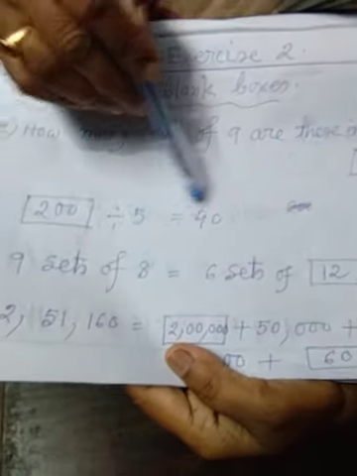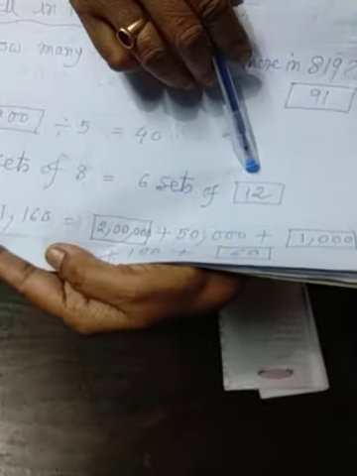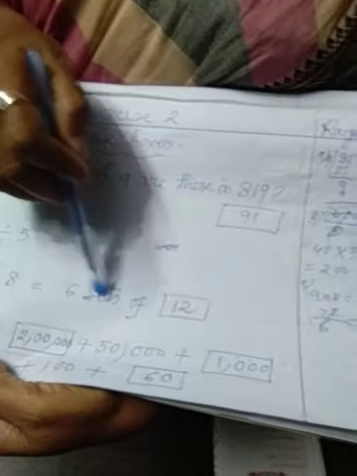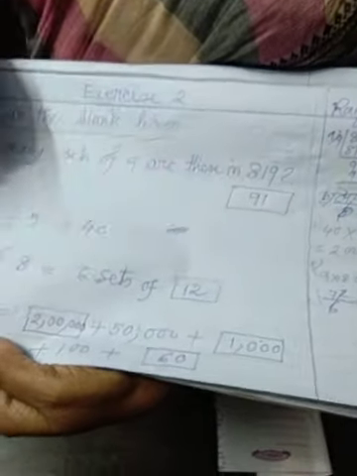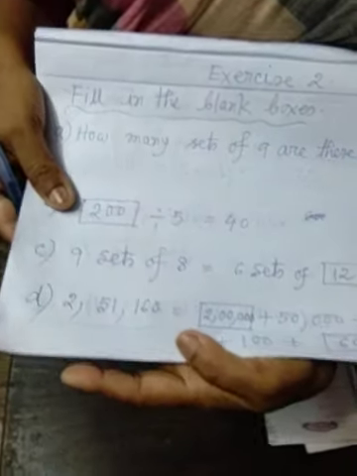B. Blank box divided by 5 equal to 40. So 40 into 5, 200. If you divide 200 by 5, you get 40. Okay. 9 sets of 8 equal to 6 sets of how many? So 9 sets of 8 means 8 nines are 72. 6 sets of how many makes 72? 72 by 6 is 12. So 6 twelves are 72 and 8 nines are 72. Equal. So this is right.